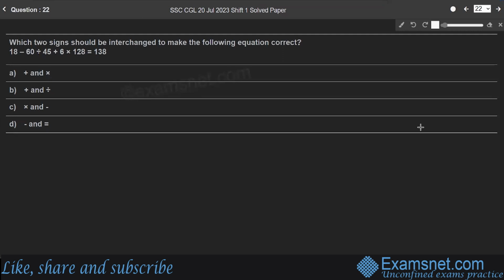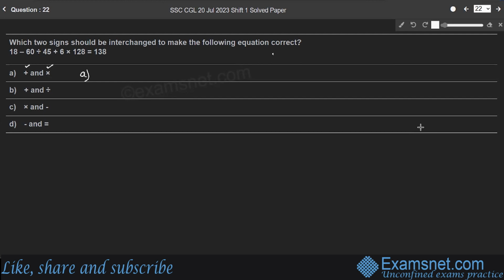Question 22. Which two signs should be interchanged to make the following equation correct? Here the equation is 18 minus 60 divided by 45 plus 6 into 120 is 138. So let us consider option A. That means if we interchange plus and into signs, will the equation be correct or not, whether the LHS part will be equal to RHS or not, right?